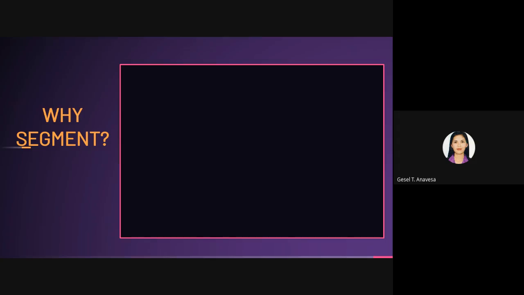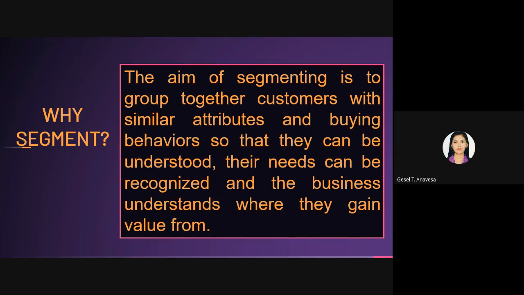So segmentation involves subdividing market channels or customers into groups with different needs. So it is then possible to deliver a tailored proposition which meets these needs as closely as possible. So when presented with the same marketing message, product, or price point, each segment should react in a different manner. So basically, the aim of segmenting is to group together customers with similar attributes and buying behaviors so that they can be understood, okay, what are their needs, and the business will be able to recognize and understand where they gain value from. Okay, so in hotel, understand their guest and what are their expectations in the business and how they are going to operate effectively and efficiently in order to meet their guest need.